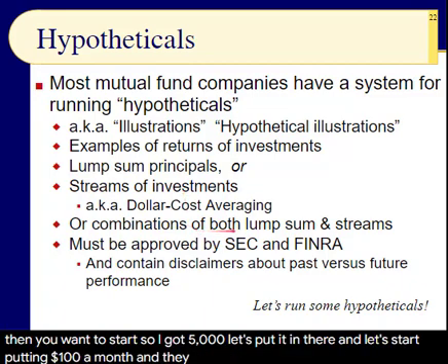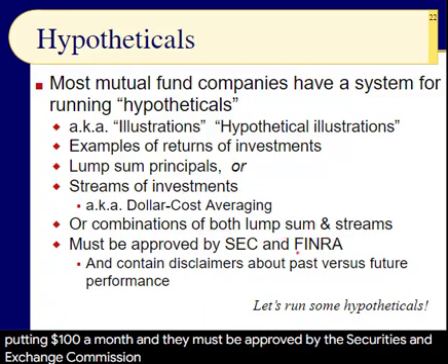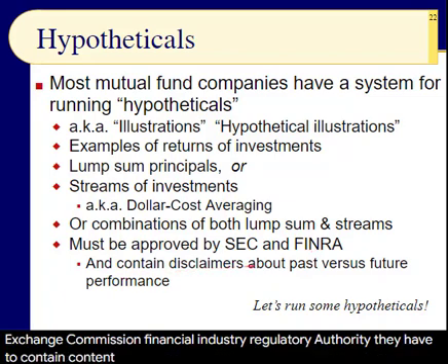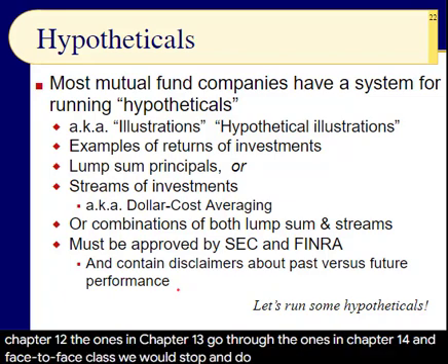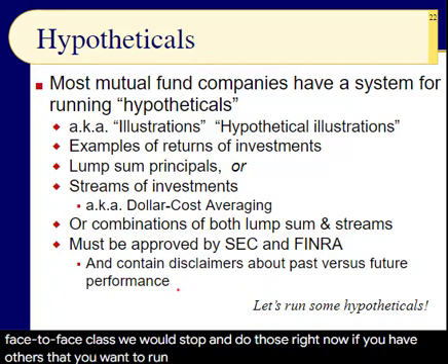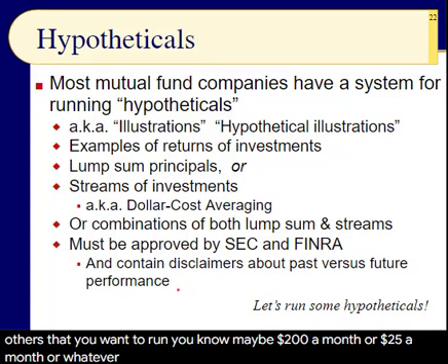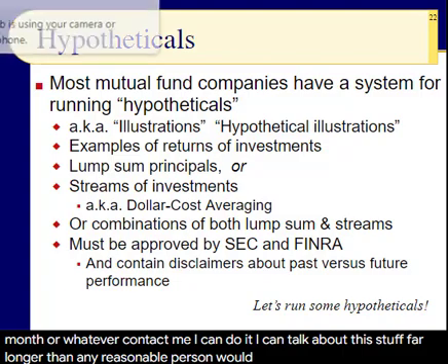And they must be approved by the Securities and Exchange Commission and the Financial Industry Regulatory Authority. They have to contain disclaimers about past versus future performance. And hopefully you've gone through the ones in chapter 12, the ones in chapter 13, and go through the ones in chapter 14. In the face-to-face class, we would stop and do those right now. If you have others that you want to run, maybe $200 a month or $25 a month or whatever, contact me. I can do it. I can talk about this stuff far longer than any reasonable person would ever want to listen, because I love this stuff.